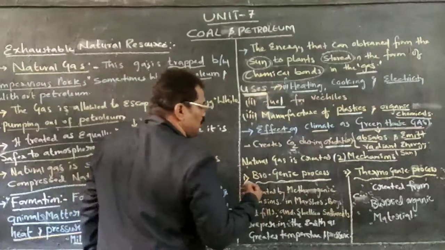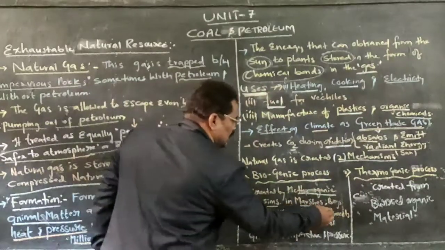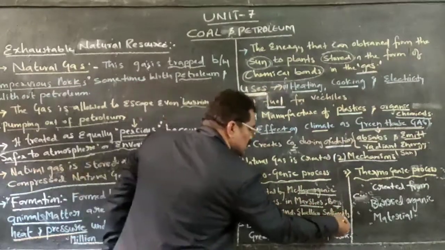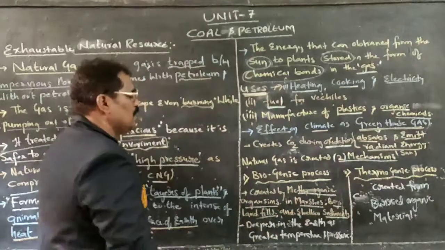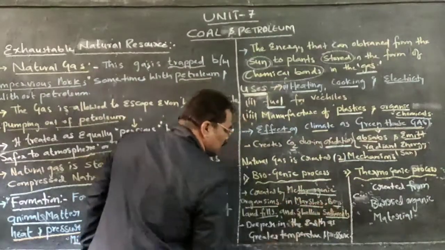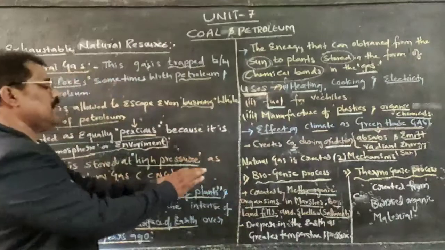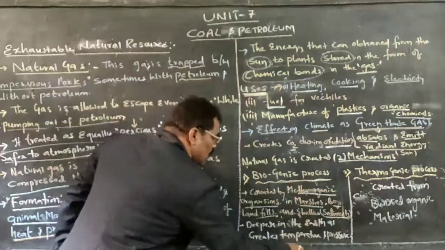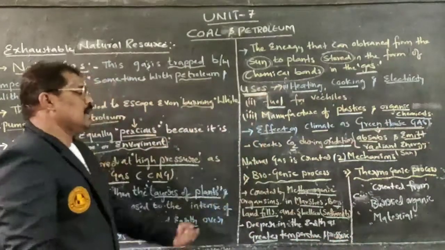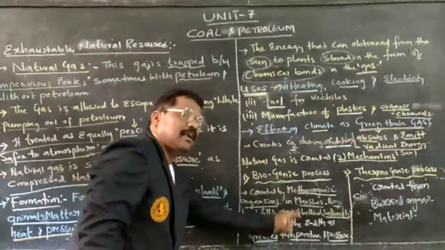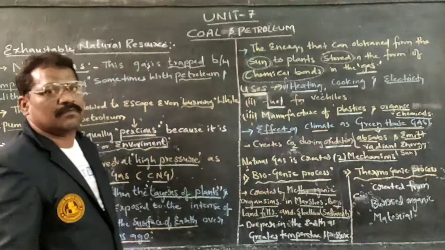What is called the biogenic process? It is created by methanogenic organisms in marshes as well as bogs, landfills and shallow sediment regions. It can be created by methanogenic organisms existing in marshes, bogs as well as landfills, in shallow sediment layers of rocks. It can also be obtained in the deeper part of the earth where temperature and pressure are greater. There this natural gas can be prepared. That process we call the biogenic process.